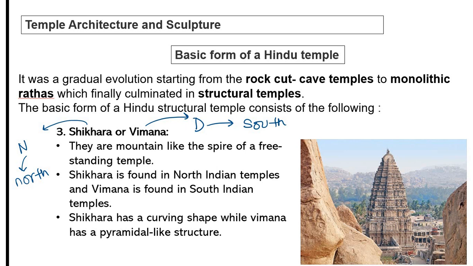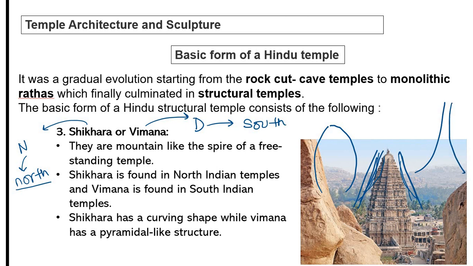So the temples which are built in North India have the height of the temple known as Shikhara, and the temples which are built in the south side of India, the height of those temples is known as Vimana. They are mountain-like, the spire of a freestanding temple. Shikhar has a curving shape while Viman has a pyramid-like structure. Shikhar is like this in North India and Viman is like this in South India.